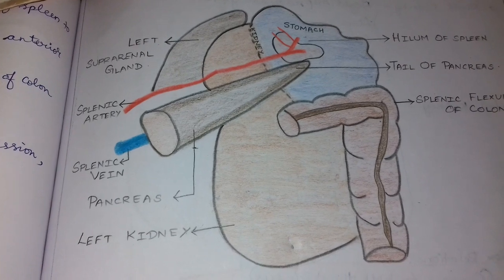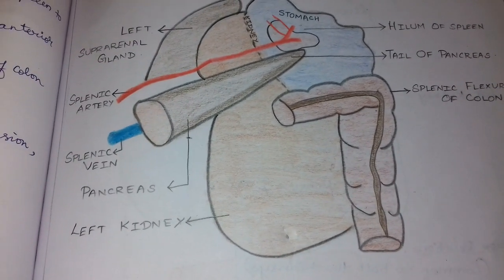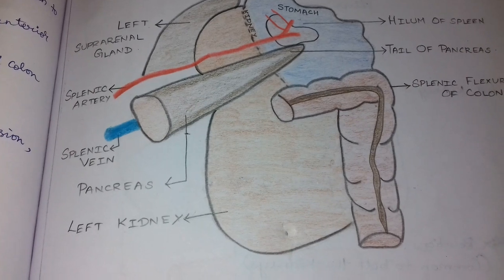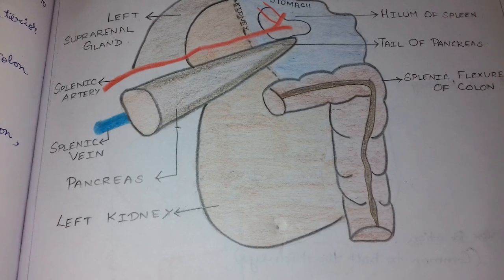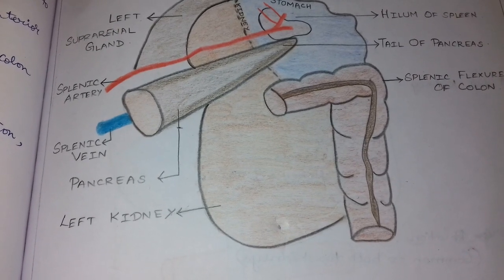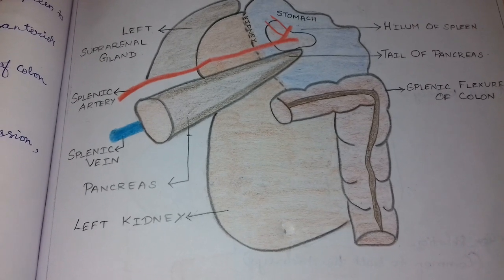The axis of spleen is 45 degrees, which means the spleen lies obliquely along the long axis of 10th rib. It is directed a little laterally, which makes an angle of 45 degrees with the horizontal plane. This is the axis of spleen.